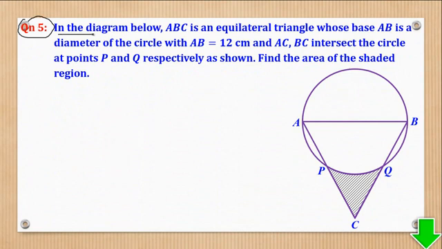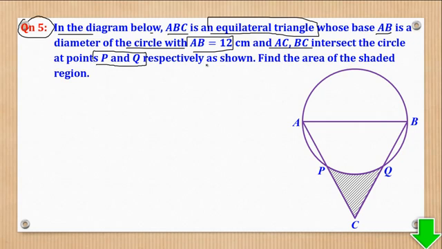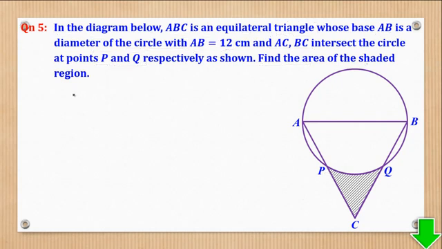Then question 5. In the diagram below, ABC is an equilateral triangle whose base AB is the diameter of the circle, with AB equal to 12 centimeters. AC and BC intersect the circle at points P and Q respectively, here and here. Find the area of the shaded region. So they want the area of this.